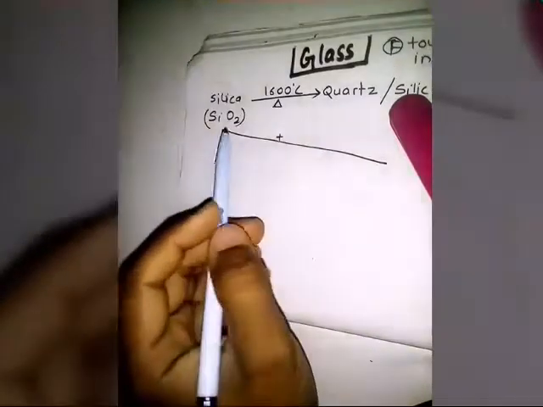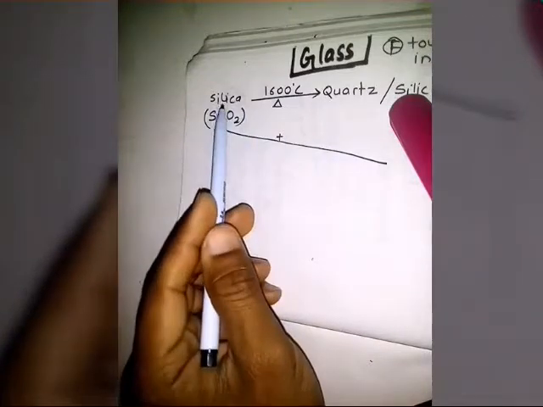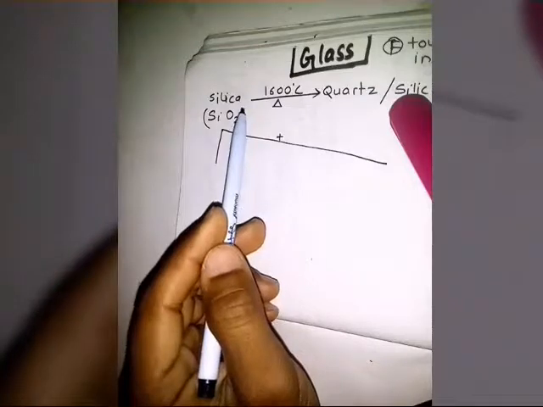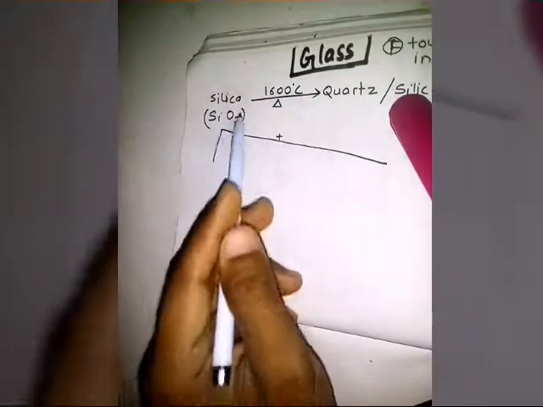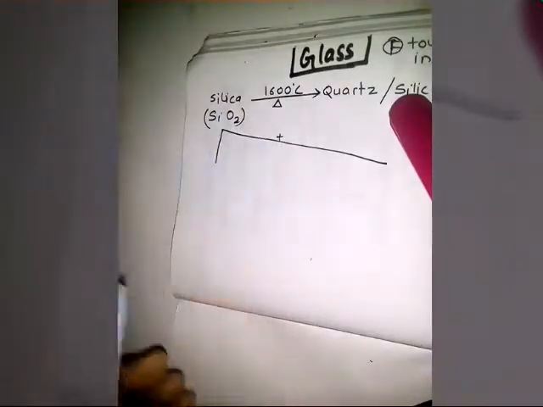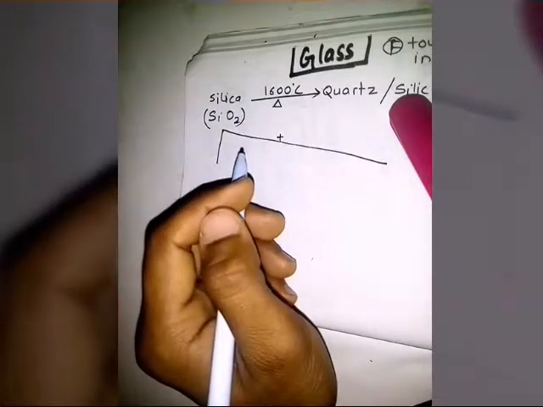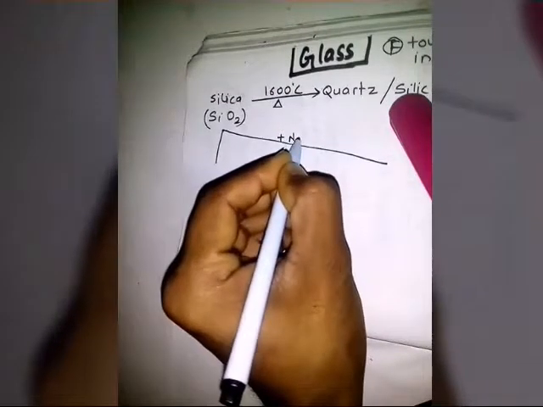Now from this point I would like to divide this into two cases. See, if we see silica, it's heated to 1600 degrees Celsius. That means a very high temperature. You need more fuel, so this glass is going to be expensive. But it's a pure crystalline glass. But in this second case, we'll add some impurities so that its temperature will decrease, and we can make glass at a lower temperature.